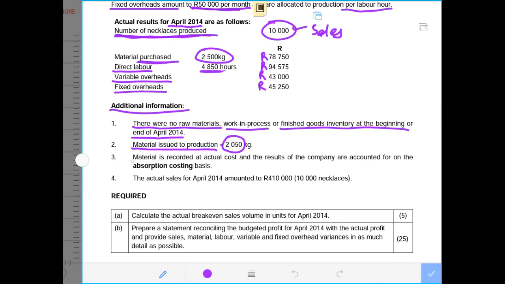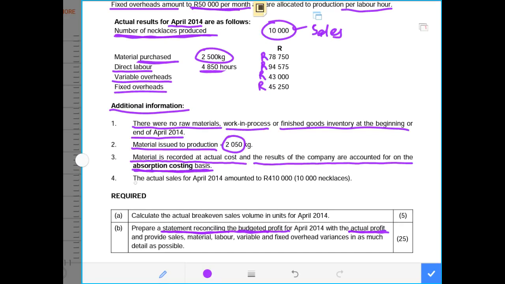Under number three, it says material is recorded at actual cost, and the results of the company are accounted for on the absorption costing basis. So the company is making use of the absorption costing system. That means when we are calculating our budgeted profit, as the requirement said that we must prepare the statement to reconcile the budgeted profit with the actual profit, we need to take into account our fixed cost per unit, because the company is using the absorption costing system.